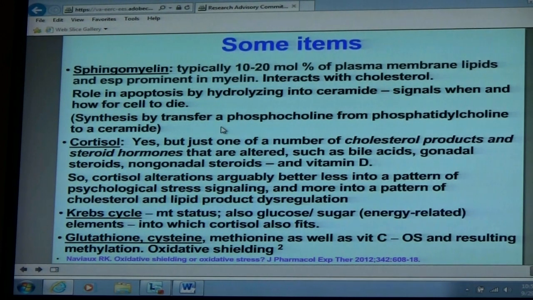Also, we noted these Krebs cycle factors are altered relating to mitochondrial status, and also there was evidence of sugar-related or energy-related elements. And cortisol also fits into that because cortisol is involved in raising blood glucose to assist in settings of impaired energy. You want to sort of maximize energy supply. And again, glutathione and methionine have this important relationship as oxidative shielding or protection elements. Next slide.